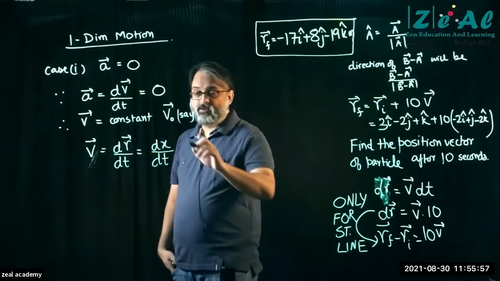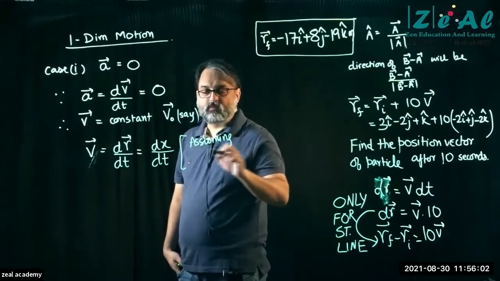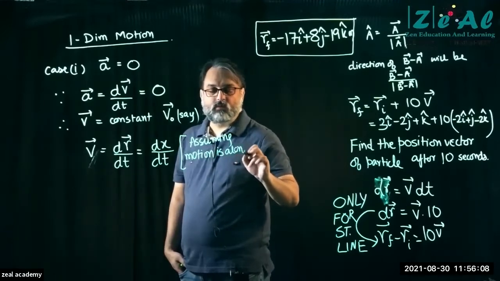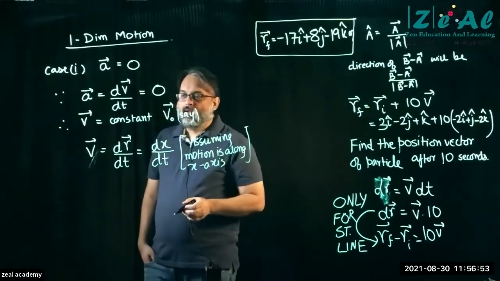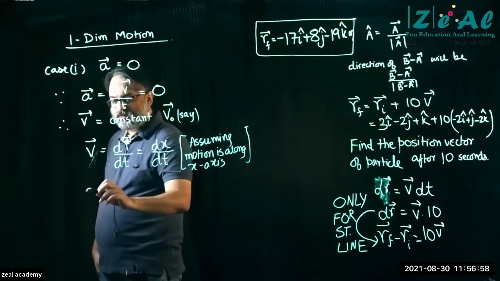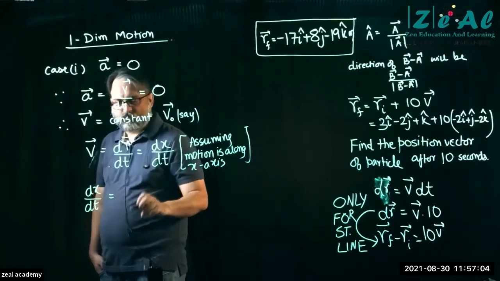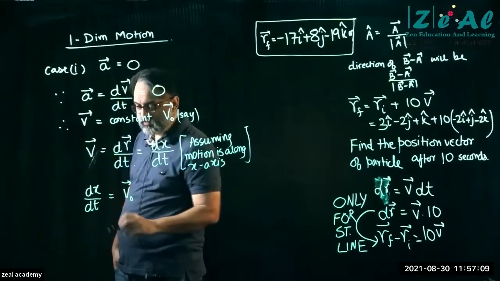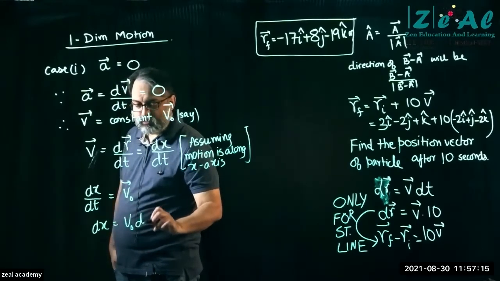So assuming that motion is along x-axis, maybe along any other axis, v is equal to dx by dt. So dx by dt is equal to v naught, because v is equal to a constant. So dx is equal to v naught dt.